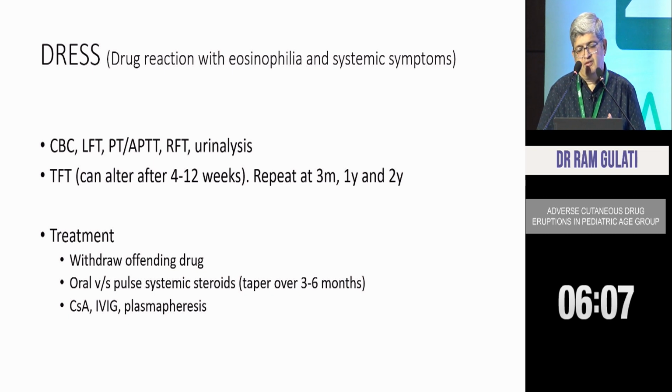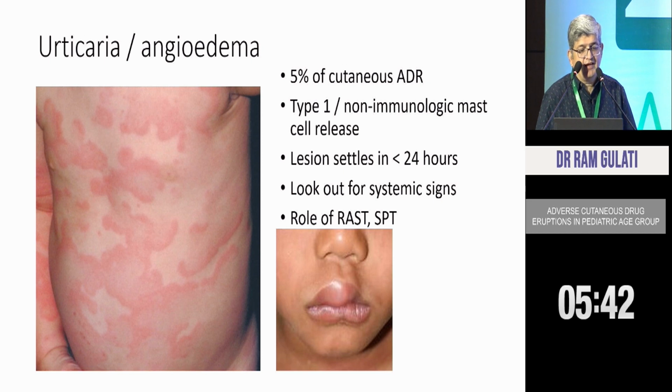Oral versus pulse systemic steroid, usually we go with oral steroid, but it takes a long time for these to actually be tapered off over 3 to 6 months. And the other things which have been tried are cyclosporin, IVIG, and plasmapheresis. There is a deemed role of HHV6, that reactivation of HHV6 might be causing DRESS, and there are groups which are coming up with the role of antivirals in DRESS syndrome, but I think we still need more evidence on that.